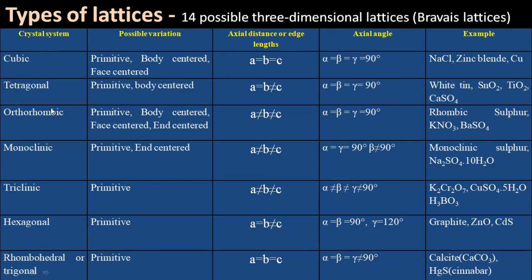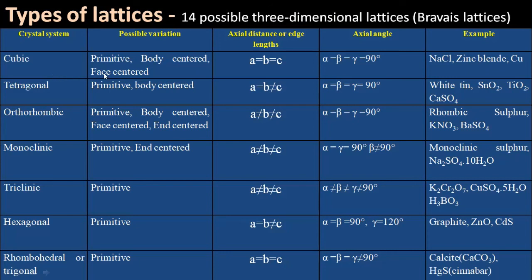Now, in these seven crystal systems, we can have the centered unit cells, right? In the centered unit cell, we have seen there are three types of centered unit cells possible. That is face-centered, end-centered, and body-centered. So in these seven crystal systems, primitive and the centered unit cells are possible. Based on their combinations, in nature, it is found that only 14 three-dimensional crystal lattices are possible. And this was discovered by Bravais, and hence they are called Bravais lattices in honor of the scientist.